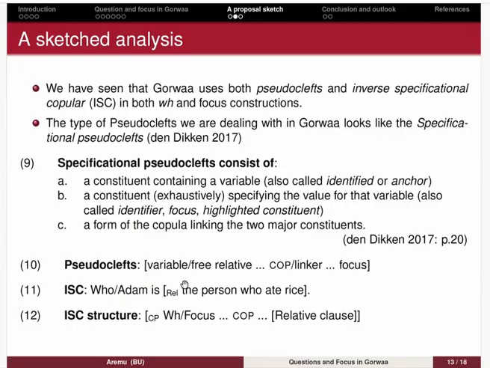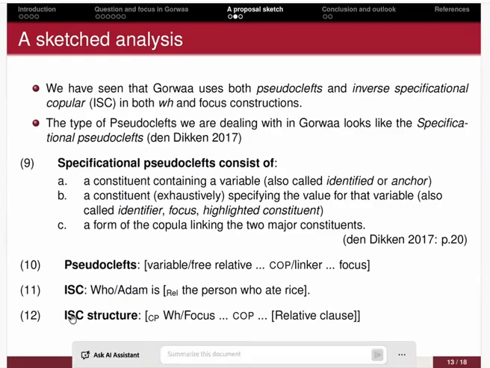But the basic structure looks like 11 or even let's say 12. So 12 is what you have, the syntax, right? You have a CP, but then you have a WH or a focus in the specifier, and this copula can be in the head of the C, and then you have a relative clause. This is a very simplified structure. Of course, it can be more complex than this, but for our purposes, this is okay.